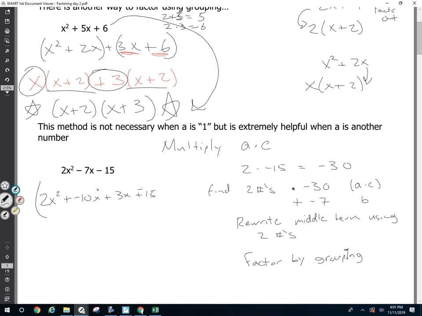Ready? Turn this into two sets of 2. Divide out the biggest possible thing you could divide out. I could divide 2x out of both of these terms. 2x out of 2x squared, I just have an x left over because 2x times x is 2x squared. 2x times negative 5, negative 10x. Okay, good. Over here, I can divide out 3. When I divide 3 out of 3x, I just have x left over. When I divide 3 out of negative 15, I have negative 5 left over.